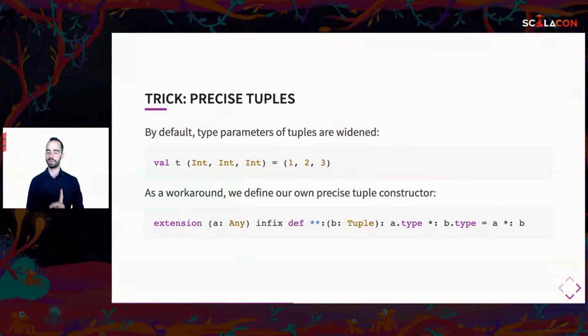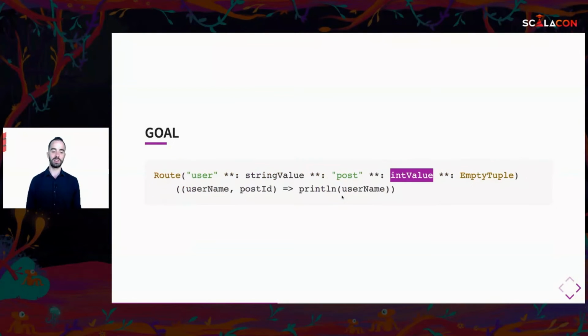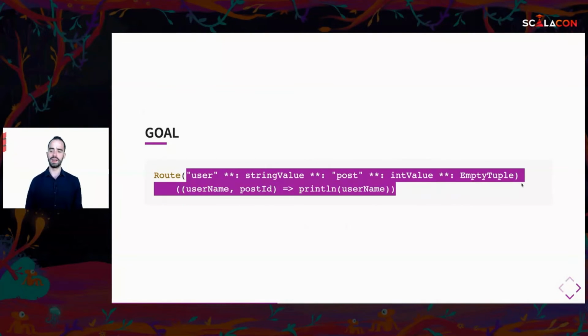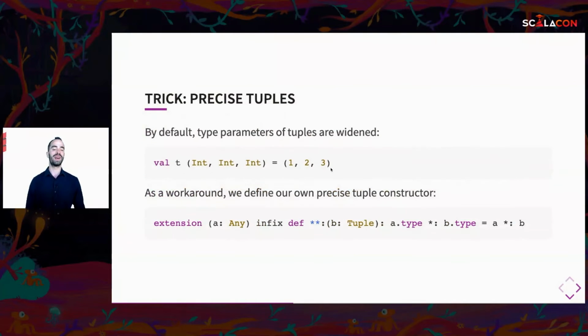Then the last building block that we need are precise tuples. Unfortunately, I cannot use a normal tuple here. Why? Because by default, the type parameters of a tuple are widened by the compiler. So if I write the tuple 1, 2, 3, it will actually get the type int, and not the precise type of tuple where the first element is 1, the second element is 2, and the third element is 3. By the way, there should be a colon here.